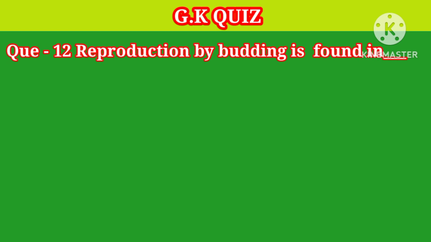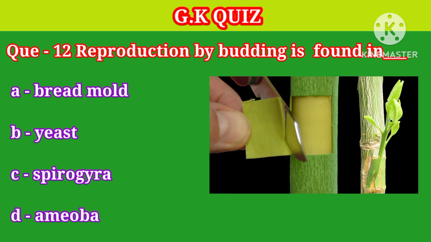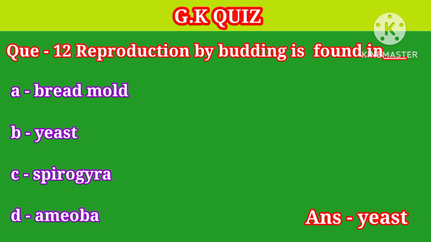Question number 12. Reproduction by budding is found in... Your options: A. Bread mold. B. Yeast. C. Spirogyra. D. Amoeba. Your right answer is yeast.